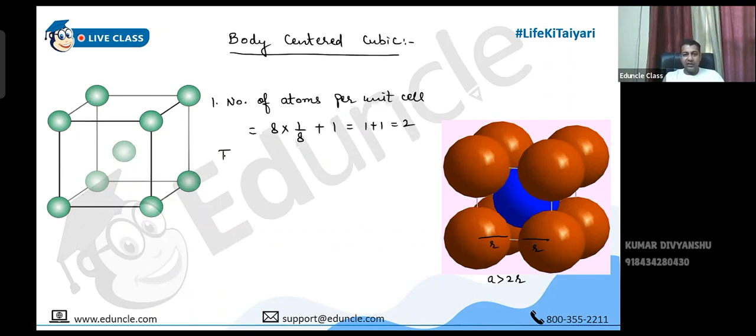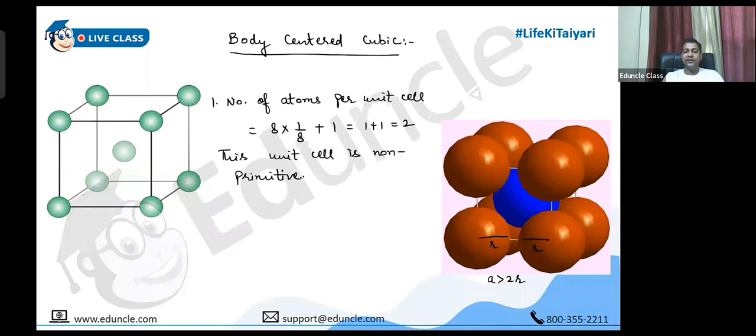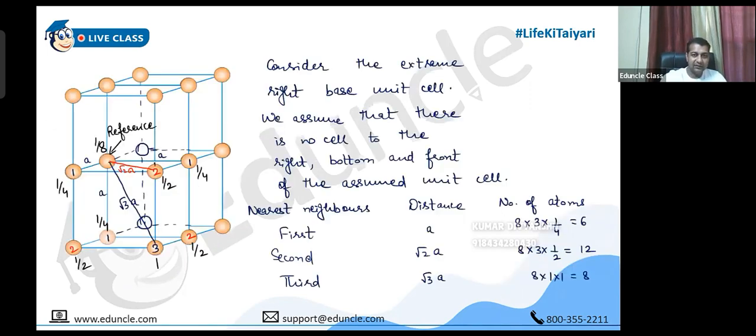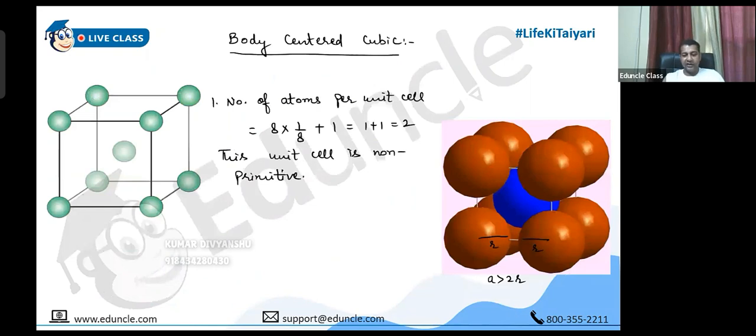So it means this unit cell is non-primitive, isn't it? Yes, sir. Because this has 2 atoms per unit cell. And we have studied that the primitive one has only 1 atom per unit cell. It means the simple cubic one was the primitive one. Of course, you can write over there. Therefore, this unit cell is non-primitive. So they may ask you about primitive and non-primitive cells in 3D structures. So these are the examples.